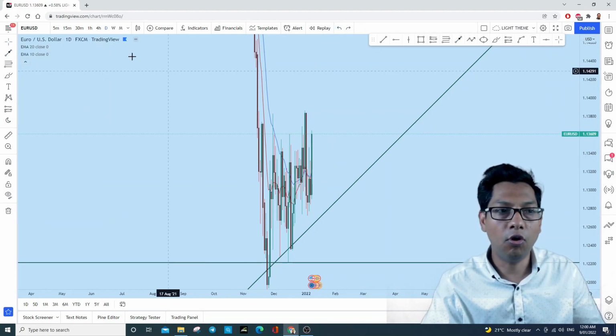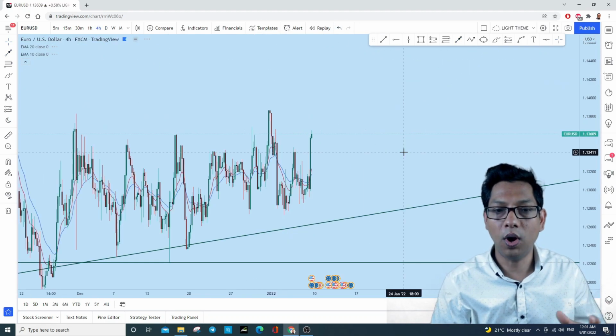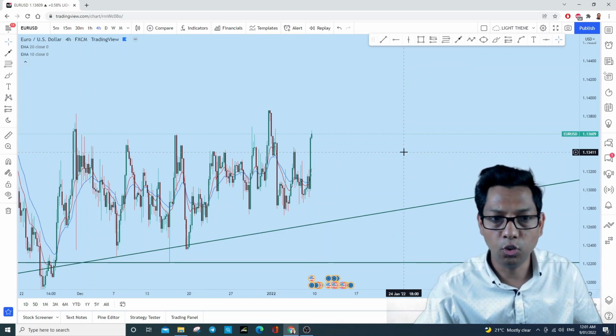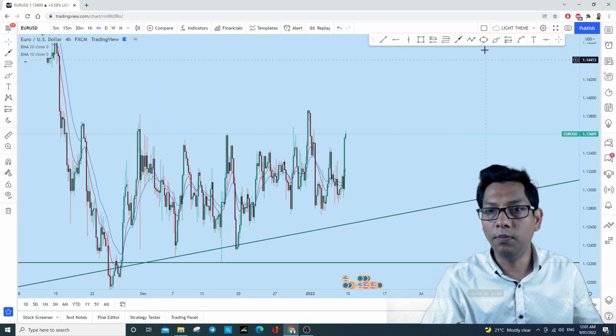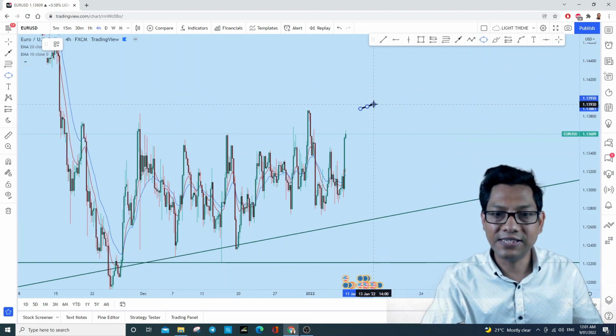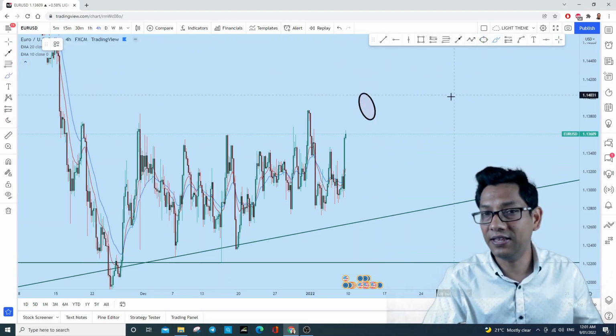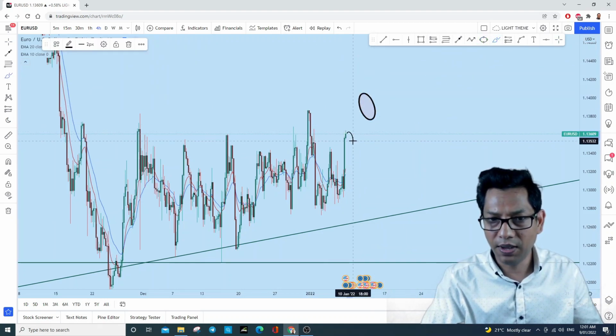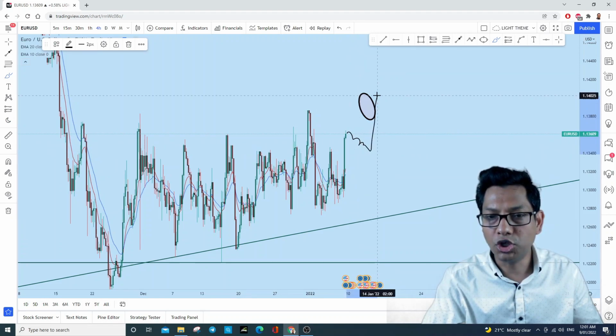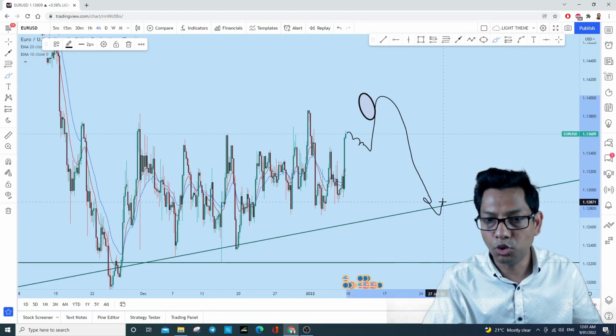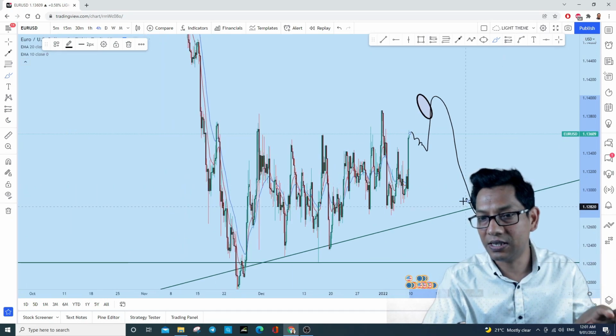Now let's see on the intraday or 4-hour what kind of trading opportunity we have. This is where we will be waiting for a signal. So what is likely to happen in the new trading week? The price may come a little bit down, then push up, and then finally push down to this support zone.